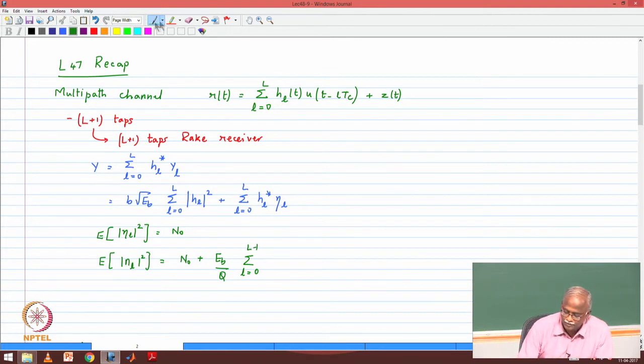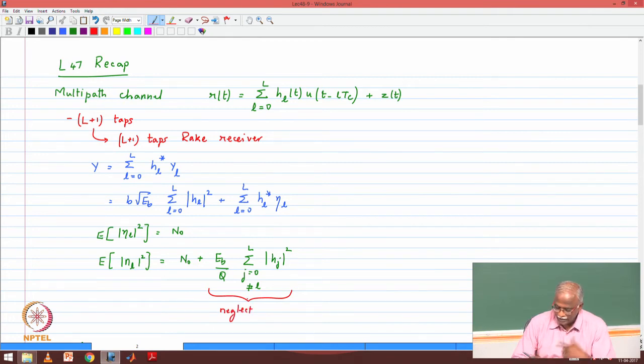over j equal to 0 through L, j not equal to l, of mod h_j squared. This is the term that we were going to neglect under the argument that Q is large, that the upper-case L is small compared to Q. So that's the summary of the rake receiver.